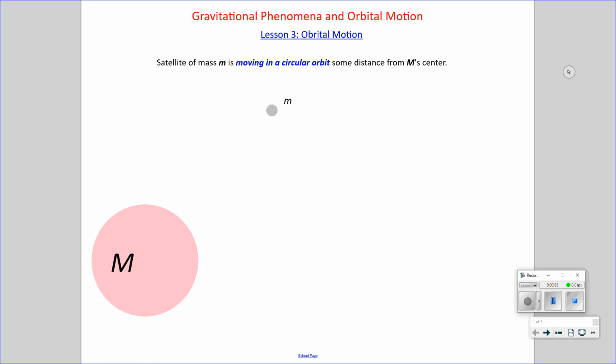Welcome to lesson 3 in our series on gravitational phenomena and orbital motion. Here we are, lesson 3, orbital motion.